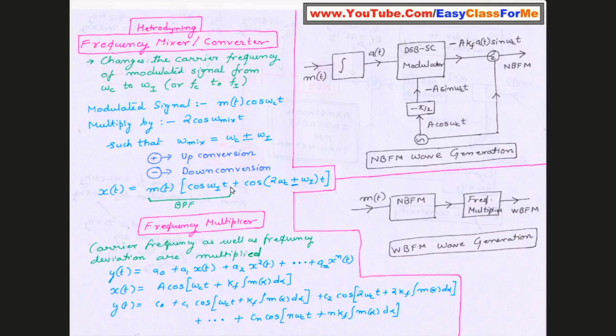So this is how the frequency of only the carrier is shifted. Nothing happens to this message signal. Message signal remains as is, means for demodulation purposes, there is no change for the message signal.